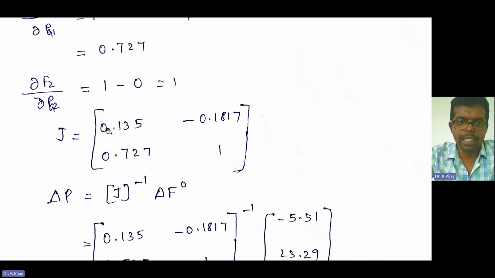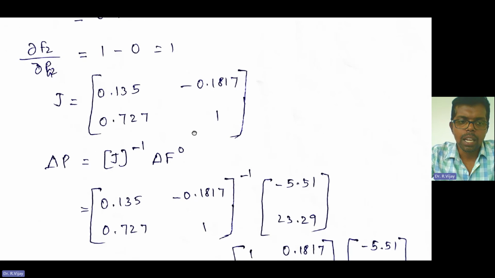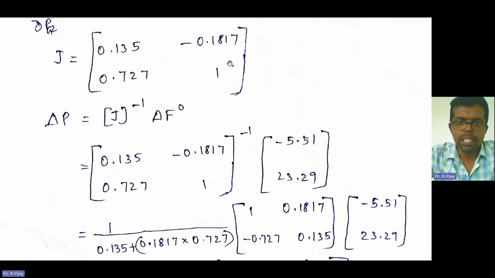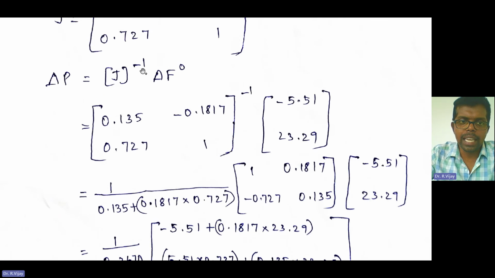So the Jacobian matrix is 0.135, minus 0.1817, here 0.727, and here it is 1. Here we need to take the inverse of this Jacobian matrix, because del P is equal to J inverse into del F naught. So how do we calculate the inverse? The inverse is 1 divided by modulus of A, where modulus of A is this into this minus this into this.